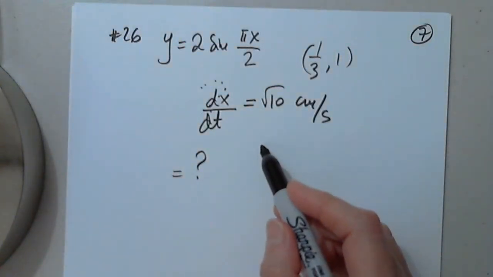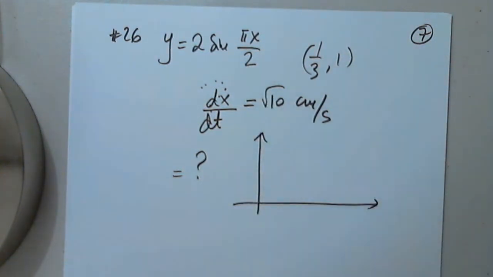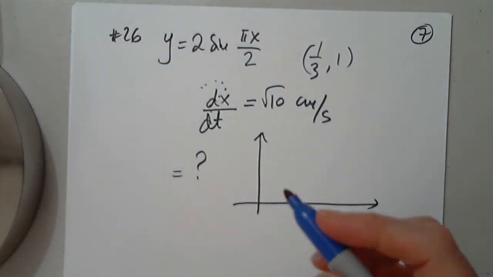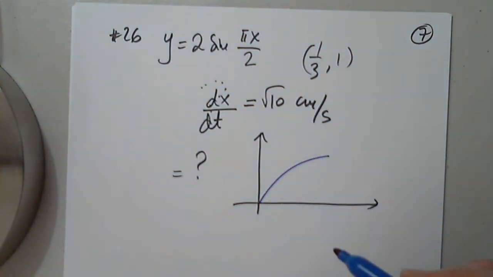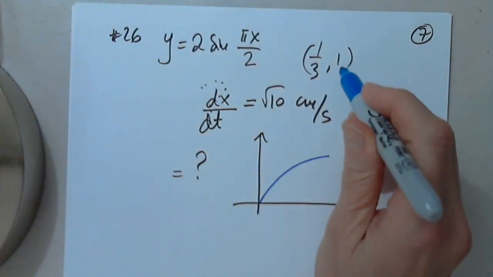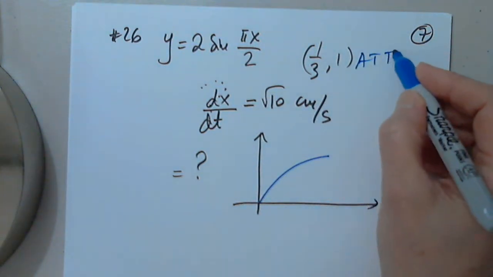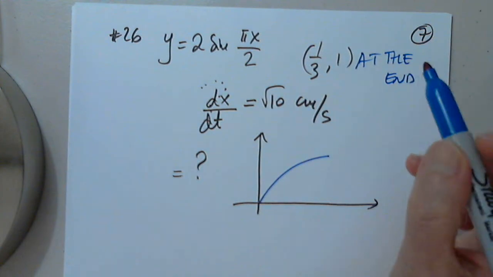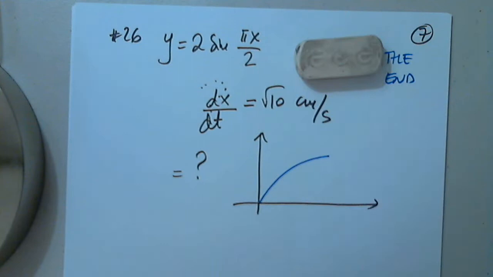Good. So this is a sine function. When x is 0, sine is 0. So something like this. Okay, so I don't care where this point is. Okay, so this is at the end. This is not something fixed. So this does not come into play at this point.